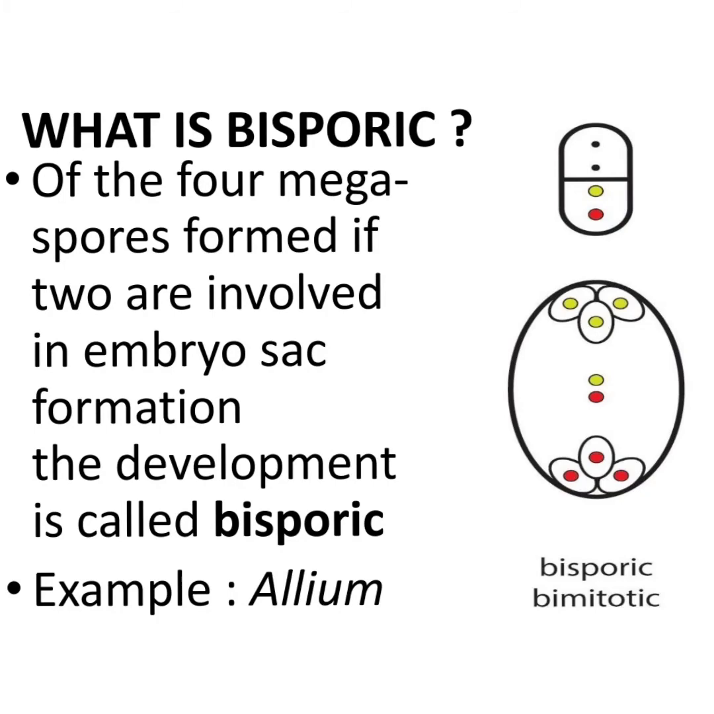What is bisporic? Of the 4 megaspores formed in the tetrad, 2 are involved in the embryo sac formation, and this development is called bisporic. Example is Allium, and the 2 cells undergo two mitotic divisions to form 8 nuclei.